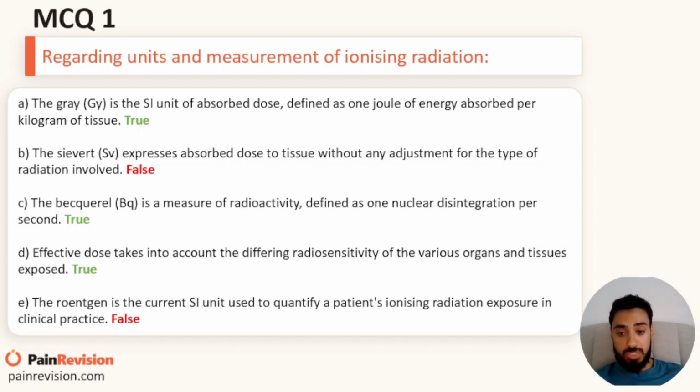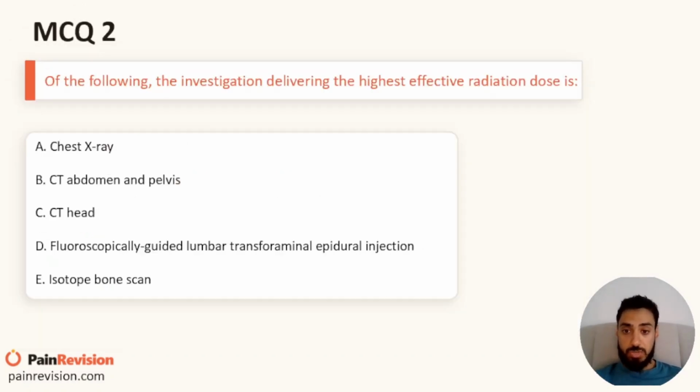And then E, the Roentgen is the current SI unit used to quantify a patient's ionizing radiation exposure in clinical practice. Now, that would have been true if they said it is the non-SI unit, because the SI unit of the exposure is the coulombs per kilogram. So it's a small little detail. We'll go to the second question.